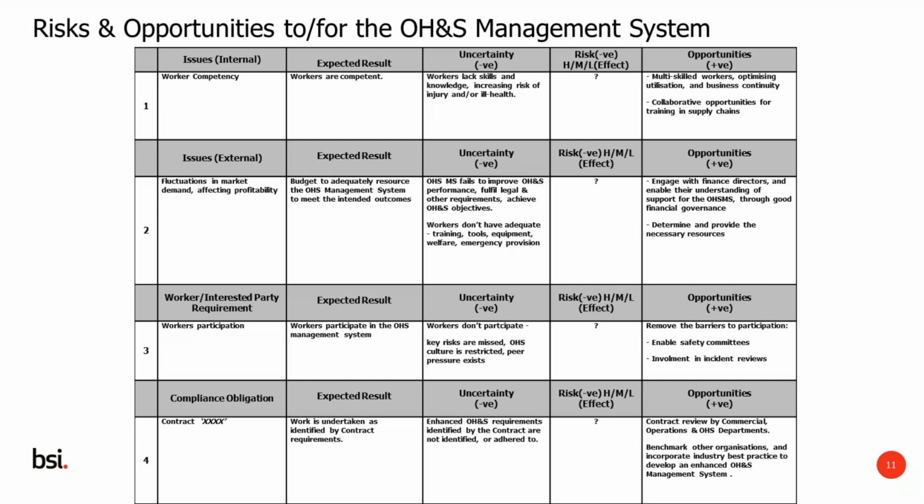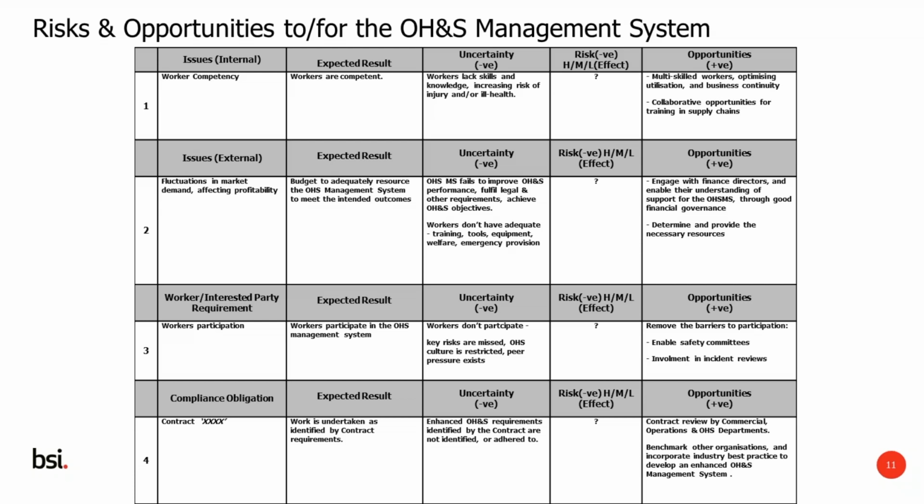Let's have a look at an external issue. Fluctuations in market demand affecting profitability. In a lot of businesses, market demand ebbs and flows. It peaks and troughs, and sometimes that's in quite big cycles. Sometimes those things are more frequent and more transient. But effectively, they do affect the bottom line. And the expected result when you operate a business is that you do have a budget to adequately resource the occupational health and safety management system to meet the intended outcome.